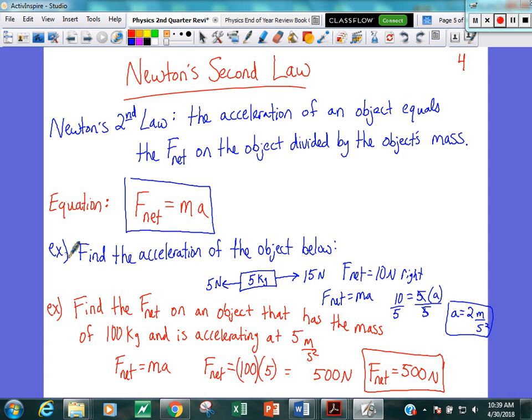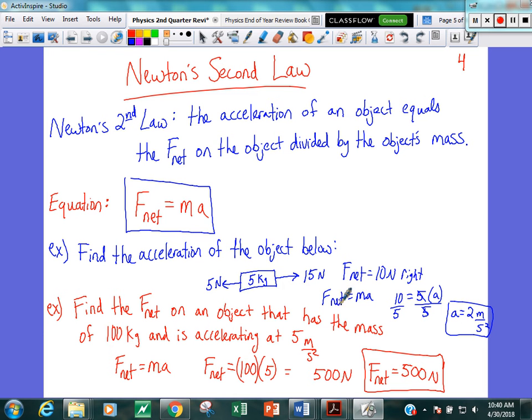So let's do this first one. It says find the acceleration of the object below. Well, this object has the mass of 5 kgs. And it's got a force going to the right of 15 newtons and a force going to the left of only 5 newtons. So let's use Newton's second law to figure out the acceleration of this object. Force net is equal to ma. Well, the net force, what is it, guys, if it's 15 to the right and 5 to the left? Yeah, the net force is 10 newtons to the right.